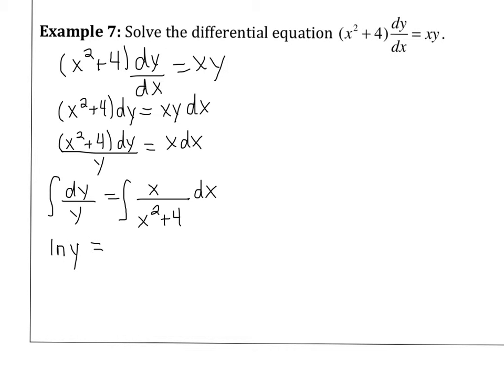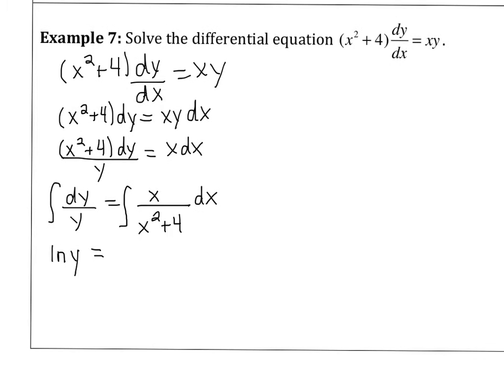And then on the right-hand side, this is going to be a pretty straightforward u sub with u equal to x squared plus 4. I'm not going to go through it. I'm going to assume that you can do a u sub at this point. So when you do that, you will get 1/2 times the natural log of x squared plus 4 plus c. Again, need my constant of integration for both sides.